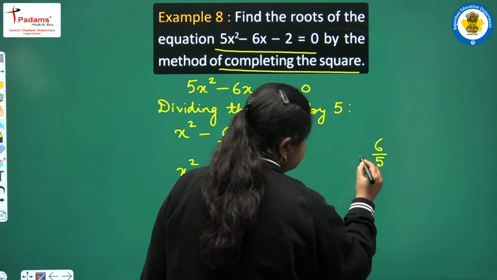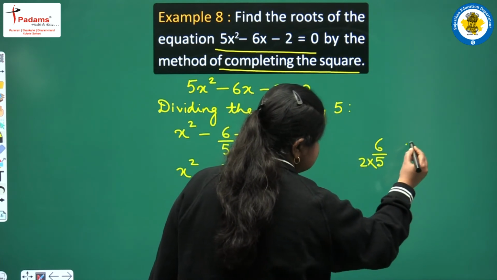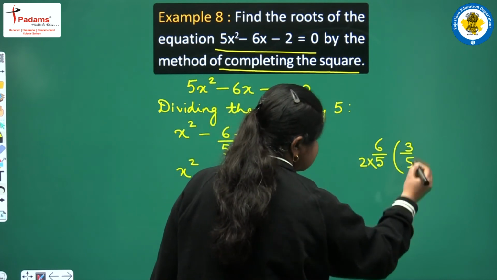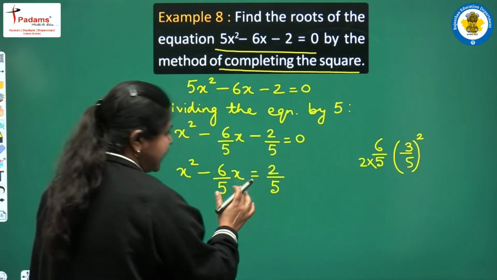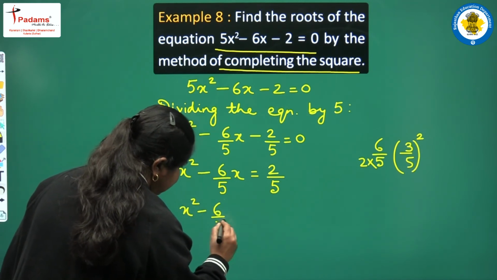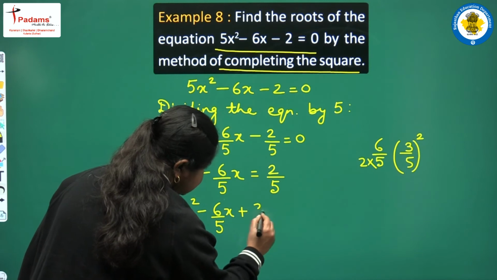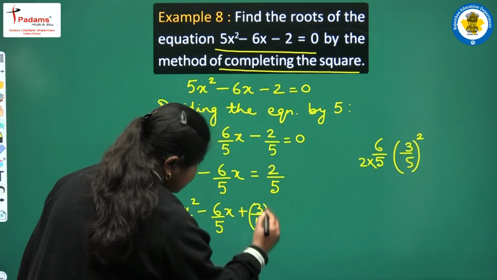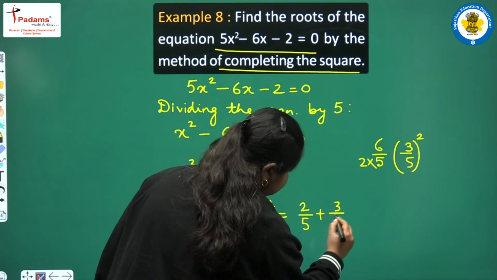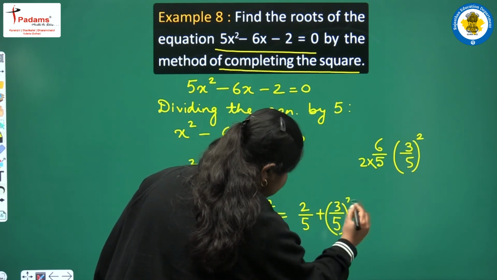इसका हाफ करिए, divide by 2. You will get 3 by 5. देखिए 2 से ये 6 कैंसिल हो जाएगा और अब इसका स्क्वायर करेंगे और इसको हम ऐड करेंगे दोनों साइड्स में. So, x square minus 6 by 5x plus 3 by 5 whole square equal to 2 by 5 plus 3 by 5 whole square.